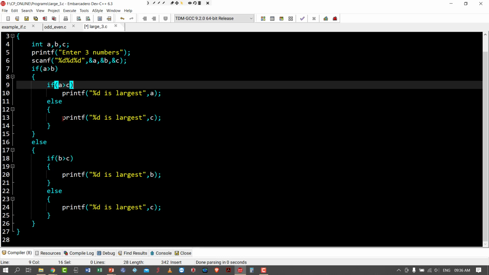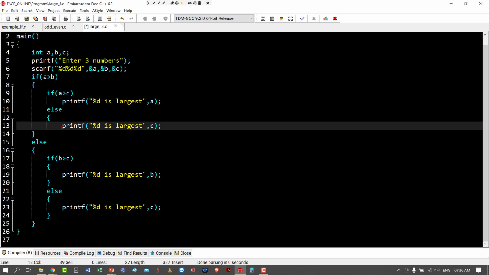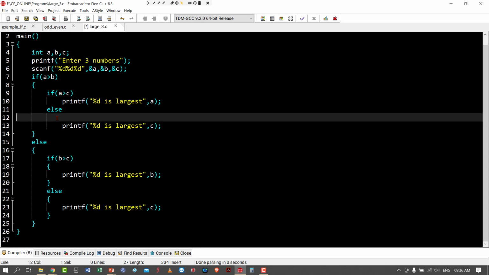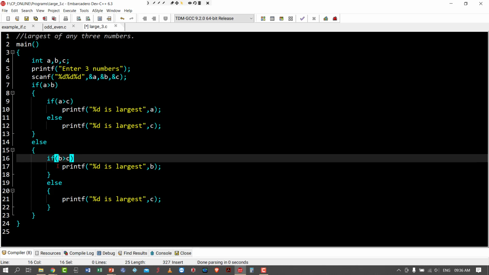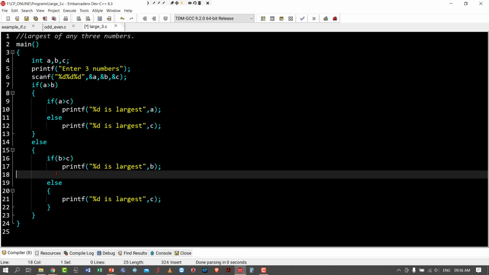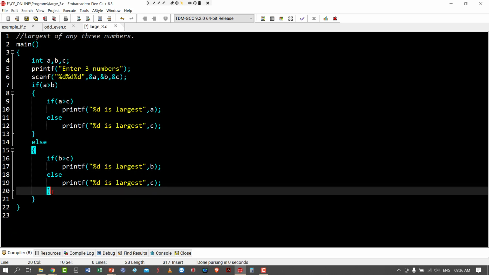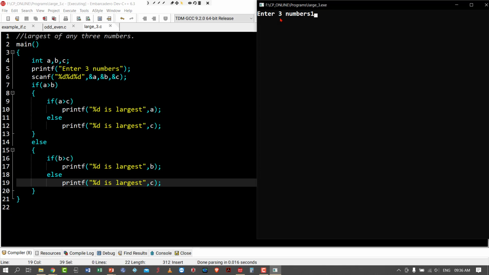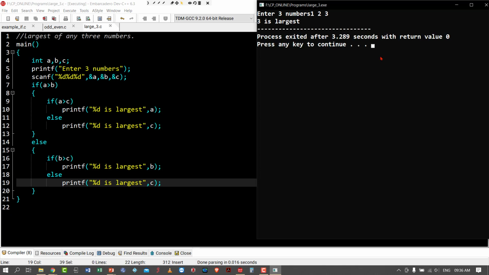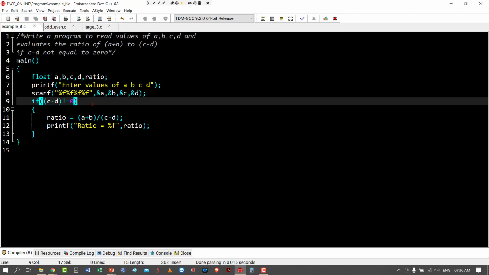So here also, else contain only one statement. So this braces is not mandatory, not necessary. Similarly here also, B greater than C, only one statement. So we can avoid those braces. So this is also a correct program. If I compile it, I will get the correct output. So 3 is largest.